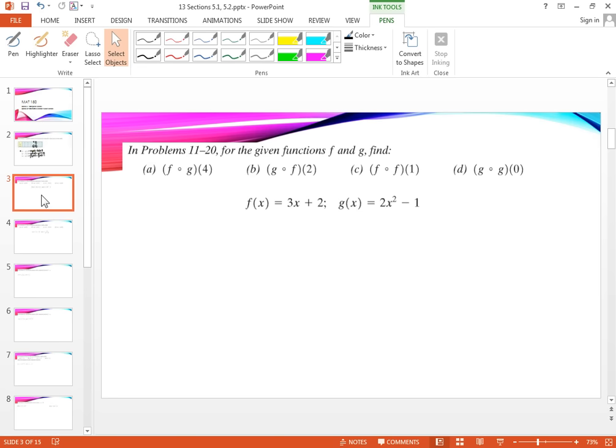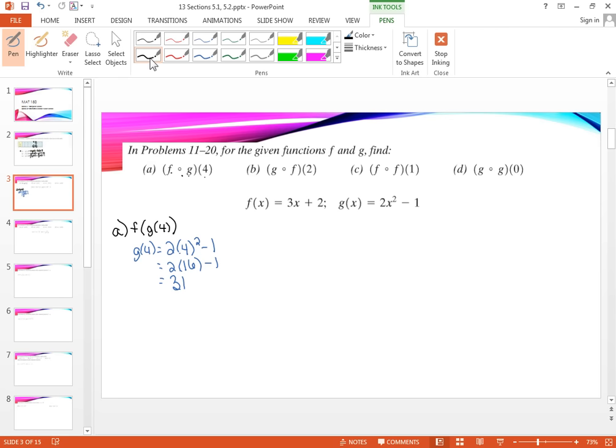Okay, so suppose I give you two functions and I tell you I want you to find, let's just do all of these. Let's do a, f circle g of 4. I prefer to write it as f of g of 4 because that reminds me, it embeds it so I know what I need to do first. I need to plug 4 into g. So I'm going to do that down here on the side. g of 4 is 2 times 4 squared minus 1. So that's 2 times 16 minus 1. 32 minus 1 is 31.